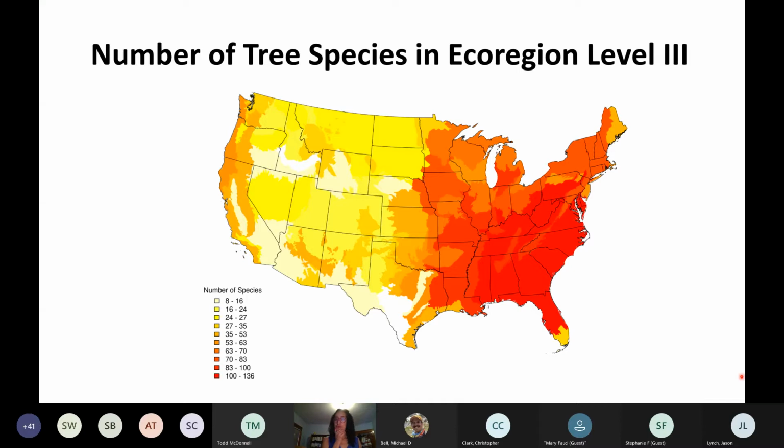So there were 94 species that were ultimately included in the analysis, and you can see here that the number of species present varies dramatically by ecoregion. So these are the level 3 ecoregions. And you can see that it's very low in the desert and plains, as you would expect. It's higher in the east than in the west, mostly driven by water, I presume. And it's highest in the southeast.